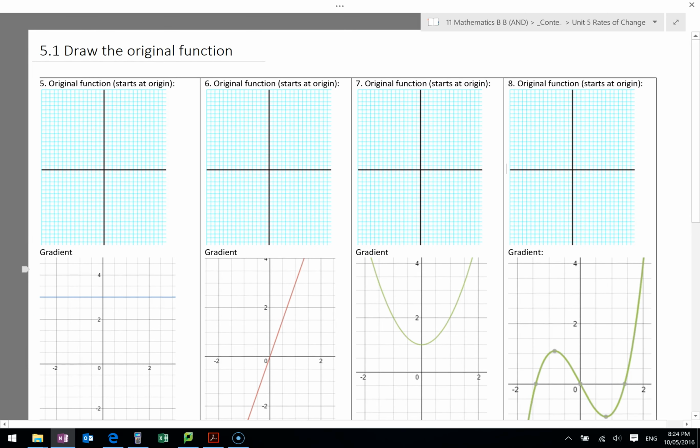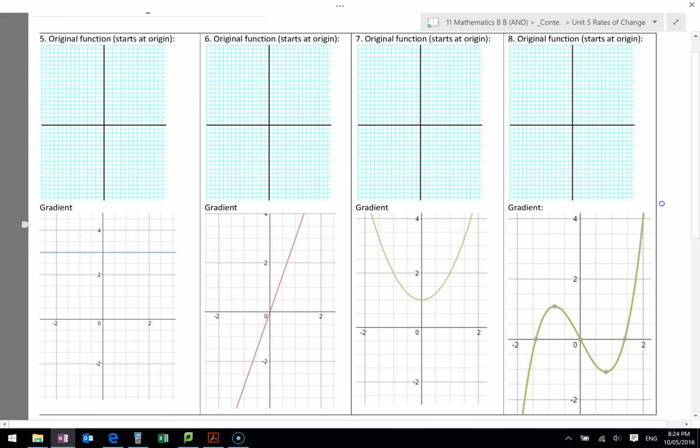The idea of this lesson is to draw the original function when you're given the gradient function. Okay, so 4 examples. Hopefully by the end of it you'll get the idea, but there'll be plenty of practice anyway. Okay, we'll use the same notation, f of x notation and x notation. So I'm starting with the gradient and I want to draw the original function.